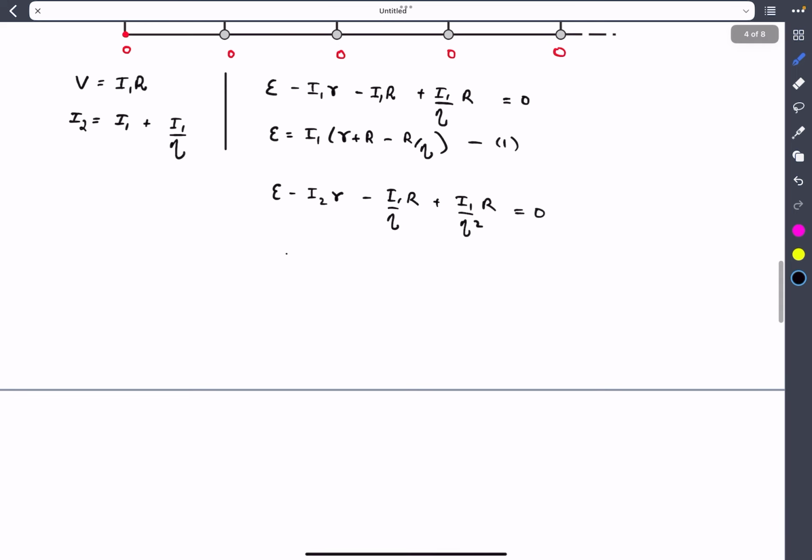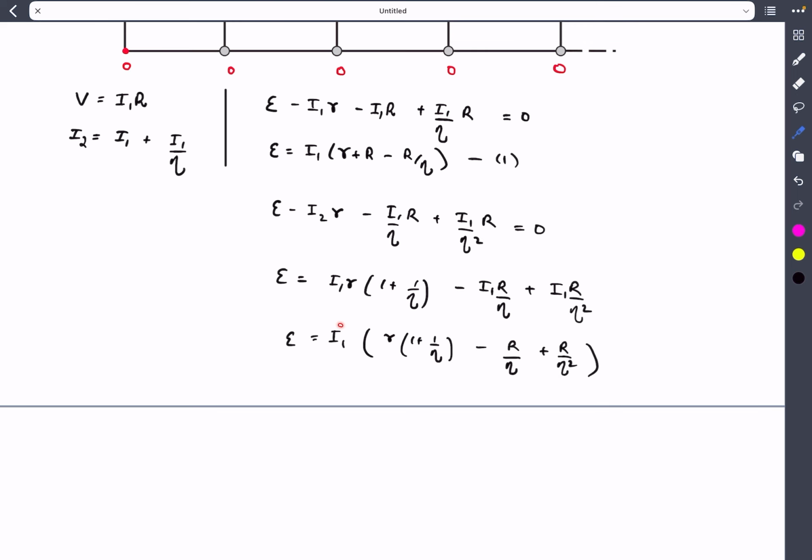Okay, and from here what we get is E equals I2 r, plus the other terms, and for I2 I'm going to substitute this value so that we get everything in terms of I1. So it'll be I1 r times 1 plus 1 over eta, minus I1 times R over eta, plus I1 times R over eta squared. Once we take I1 common, this is the factor that is being multiplied. I'm going to call this equation number 2.